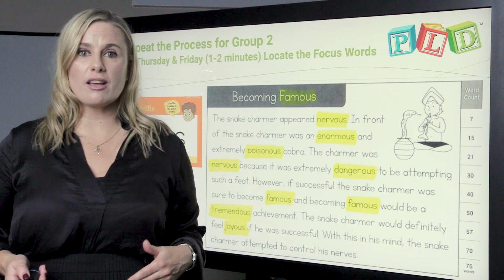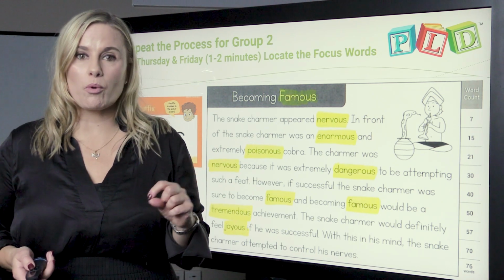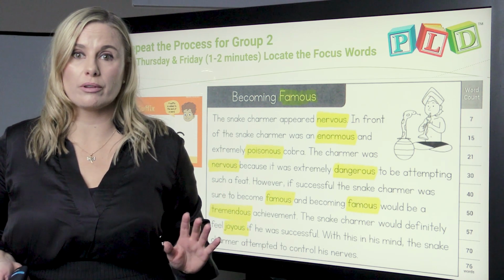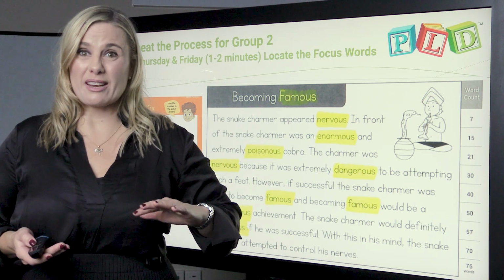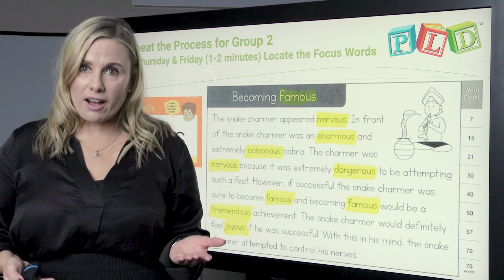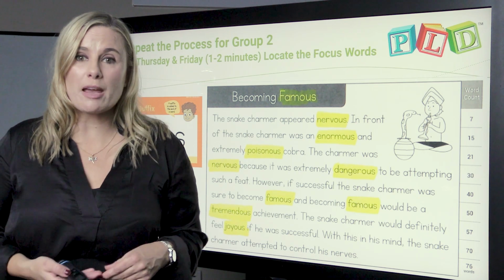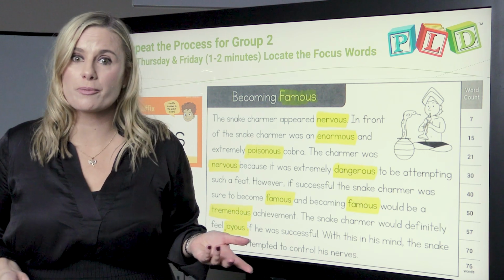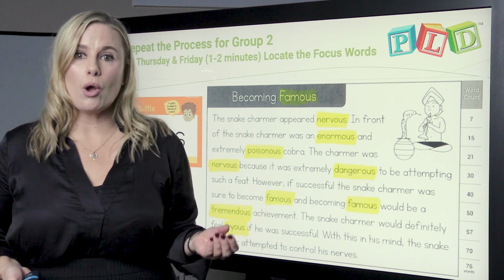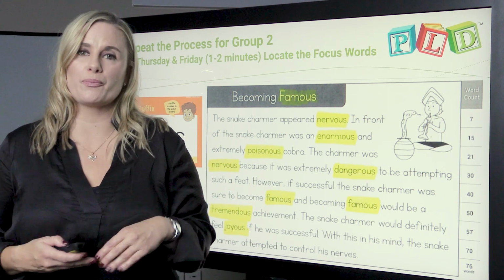Becoming famous. The snake charmer appeared nervous. In front of the snake charmer was an enormous and extremely poisonous cobra. The charmer was nervous because it was extremely dangerous to be attempting such a feat. However, if successful, the snake charmer was sure to become famous, and becoming famous would be a tremendous achievement. The snake charmer would definitely feel joyous if he was successful. With this in mind, the snake charmer attempted to control his nerves.